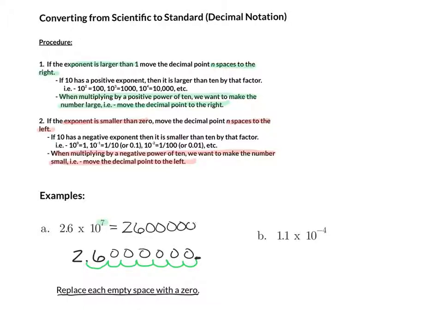26 followed by 6 zeros, or, and this is a mistake on here, 26,000,000.